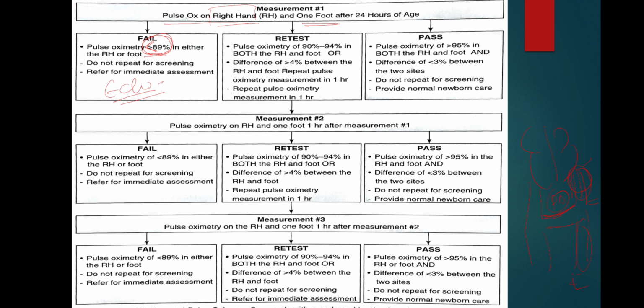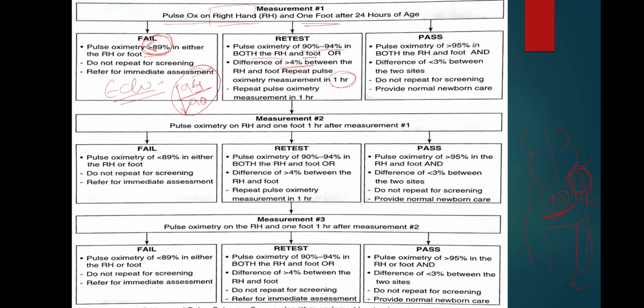After that, if the saturation is between 90 to 94% on both the right arm and the foot, or the right arm has saturation of 95% but the left leg has 90%, then there is a gap. If the difference between the right arm and the foot is more than 4%, then the child may have some congenital cyanotic heart disease. So we have to repeat after 1 hour.